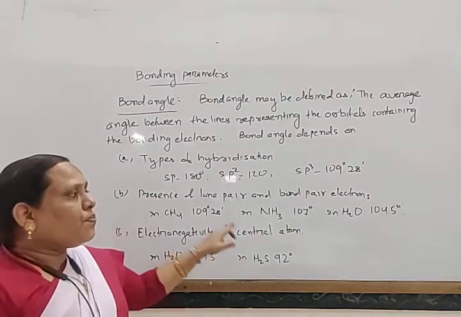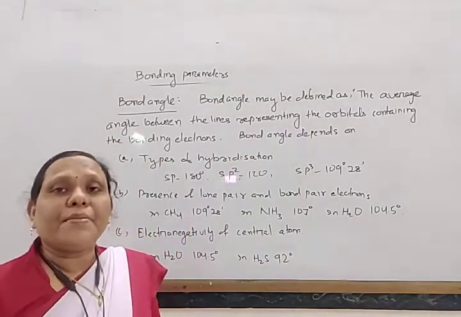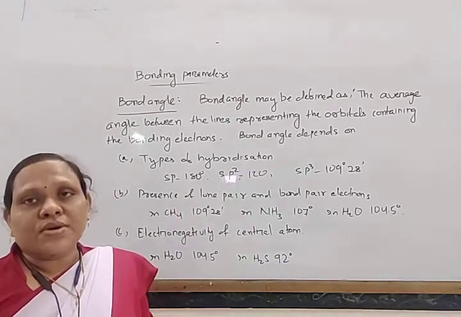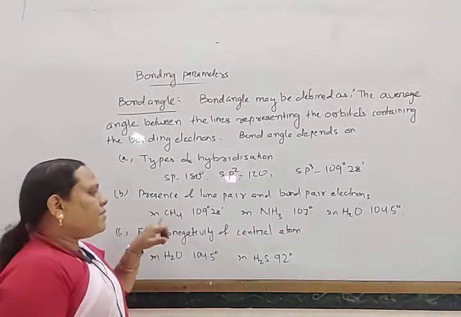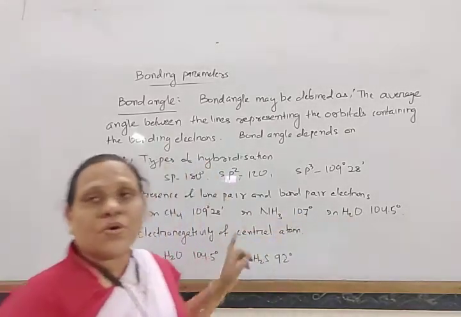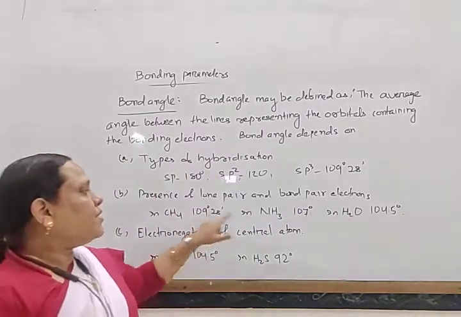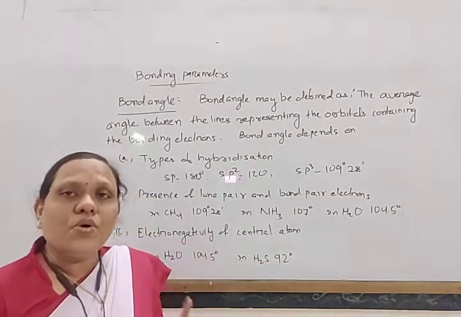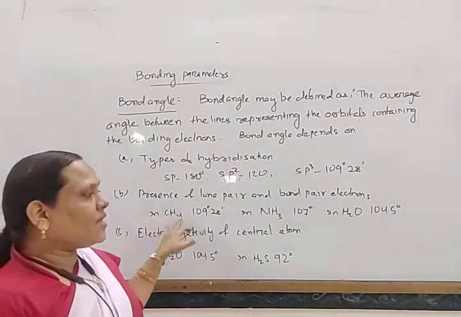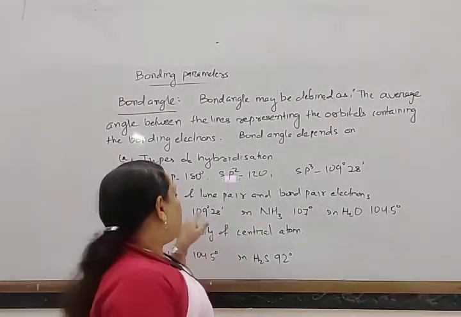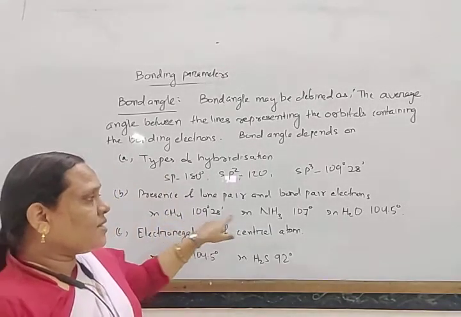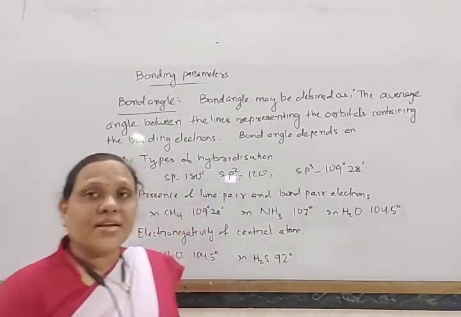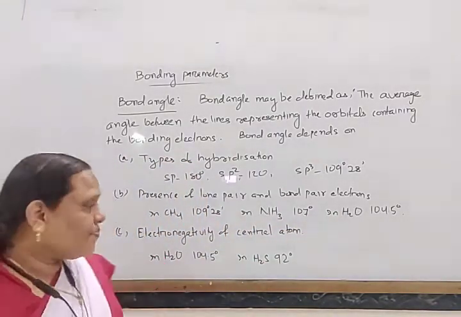Similarly, the presence of lone pair and bond pair electrons matters. If the same hybridization takes place, but there is presence of lone pair and bond pair electrons, then also the bond angle changes. For example, in methane, ammonia and water, the central atom undergoes sp3 hybridization. But in ammonia there is one lone pair of electrons, and in water there are two lone pairs of electrons. In this, the bond angle decreases. In CH4 it is 109 degree 28 minutes, in ammonia the HNH bond angle is 107 degree, and in water the bond angle is 104.5 degree.